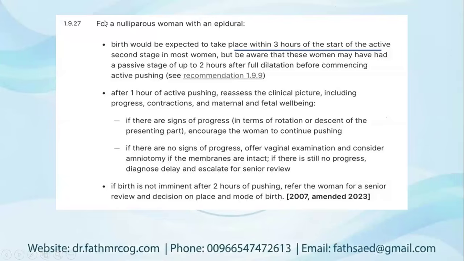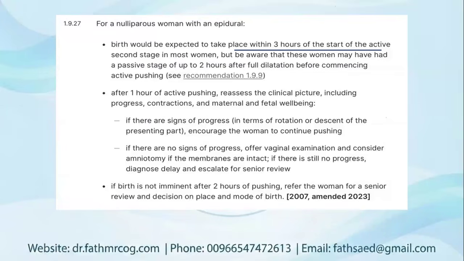So in the nulliparous woman here, you can give the patient 4 hours, if all this is normal: the progress, the contraction, and maternal and fetal well-being. But if you feel any suspicious delay, it is not like the first stage of labor. In the first stage of labor, I will wait 2 hours, and after that, I will do a vaginal examination. Here, I will examine the patient after 1 hour. After this 1 hour, if there is delay or I feel the progress is not good, I will do the examination, and after that, I will decide.